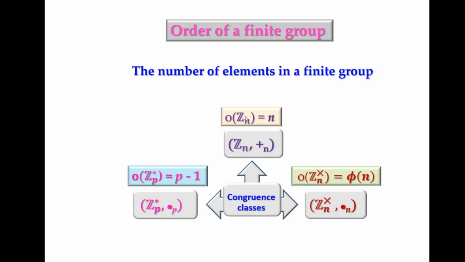Obviously, the order of Zn, meaning the number of elements present in it, is n. In the case of Zn cross it is Euler's phi function, phi of n. Zp consists of p elements, but we are excluding 0, which is why it is Zp star, so we just get p minus 1 elements. So the orders of these groups are n, phi of n, and p minus 1.